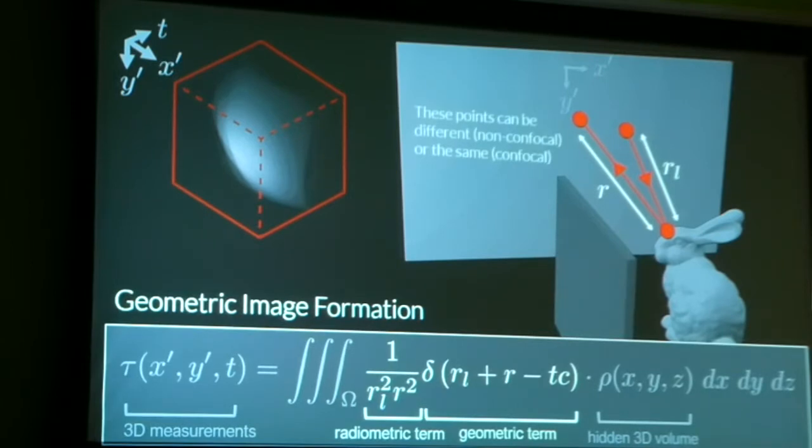And just a footnote here is that we can actually image and illuminate different points, and I'll call this non-confocal. Imaging and illuminating the same point is basically what a LIDAR system would do, and I'll call it confocal imaging.